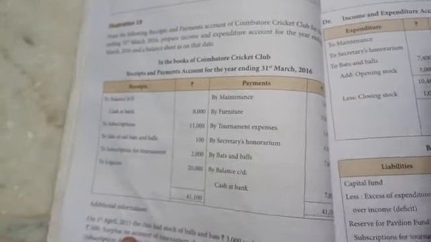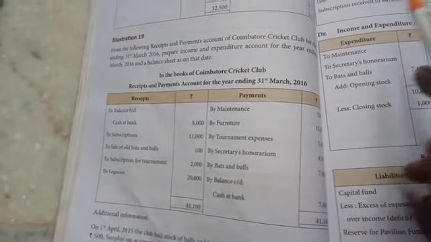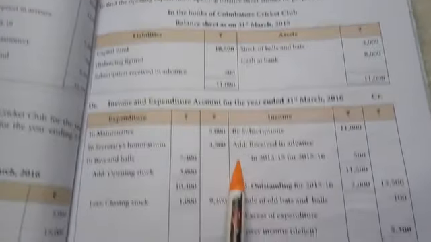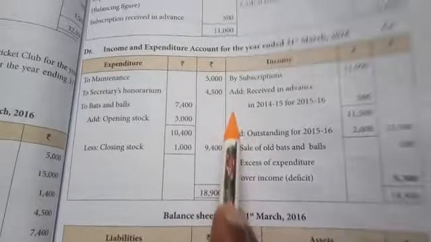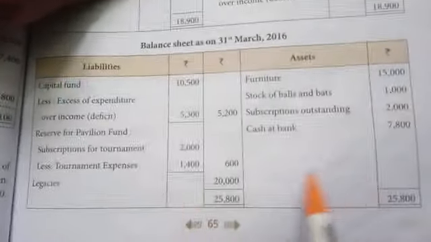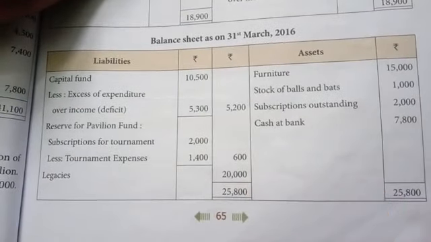In this problem, we are going to prepare three statements. One is the opening balance sheet, to know about the opening capital fund. Second one is the income and expenditure account, to know about the surplus or deficit. And third one is to know about the financial performance of the club at the end of the accounting period.